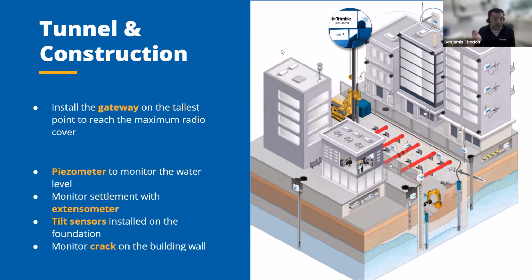So the total station can take measurements on a prism to monitor, for example, the wall of the excavation. And you can also install a load cell, for example, to monitor the beam and any change in the load of the beam. You can also install tilt sensors on the excavation wall, so you make sure there is no local change on your excavation wall.